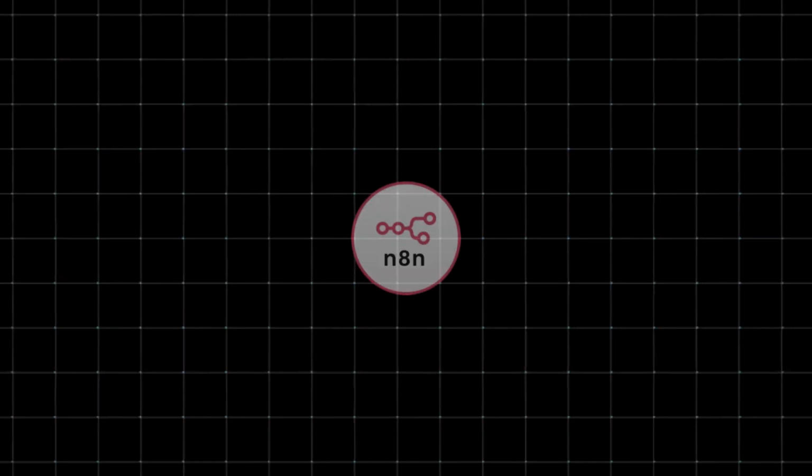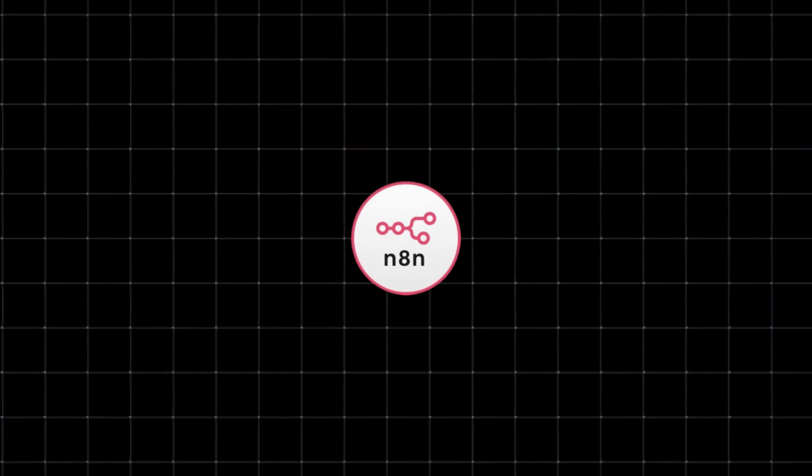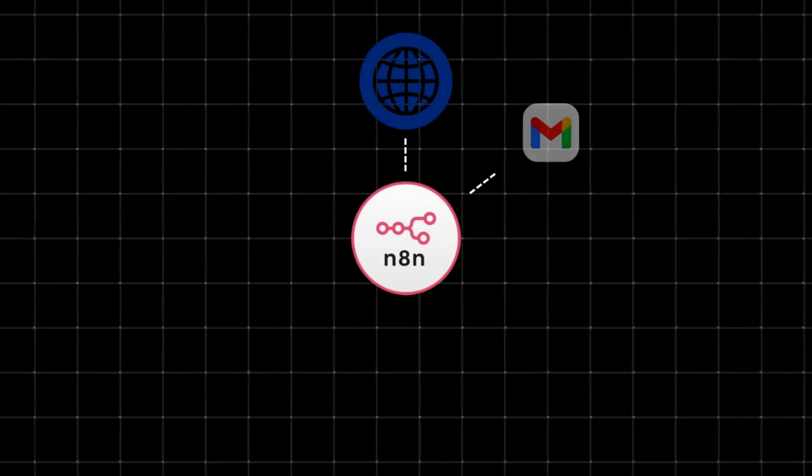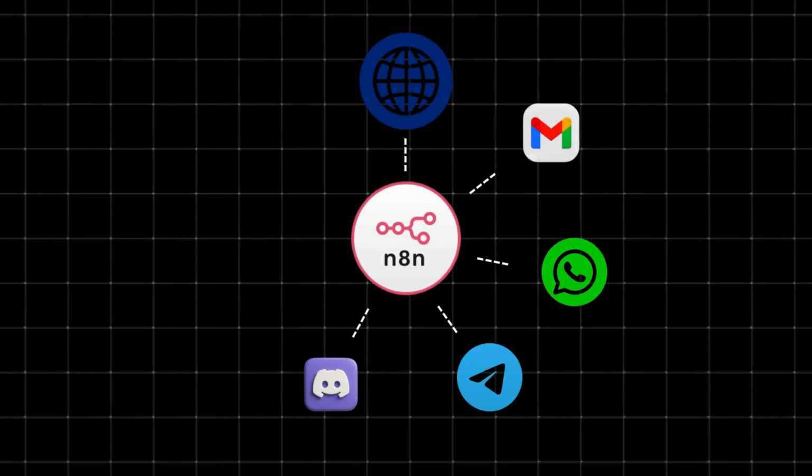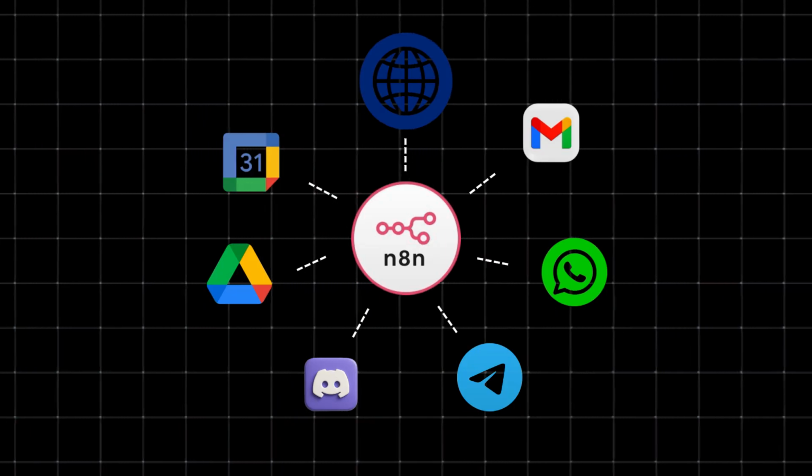Here you might think, what can n8n actually automate? It is quite simple. n8n can automate anything that is connected to the internet, like your Gmail, WhatsApp, Telegram, Discord, Google Drive, Google Calendar, and much more. Now let's understand what the basic concepts of n8n are.